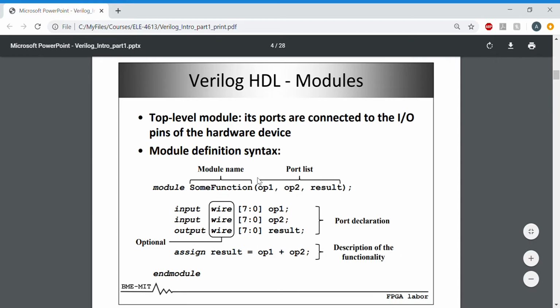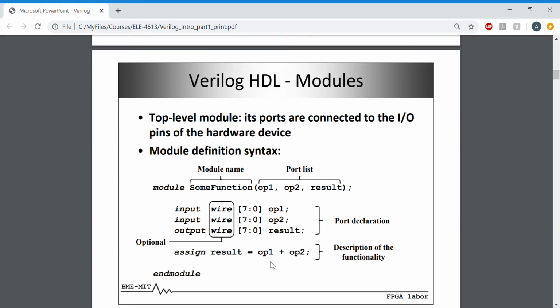Port declarations we will go into in more detail. And then you have the keyword endmodule. Every module should be terminated with an endmodule. And it's better to put each module in a file with the same name as the module, with the extension .v. This is a convention. You can put many modules in the same file, it doesn't matter, but generally people use one module per file.